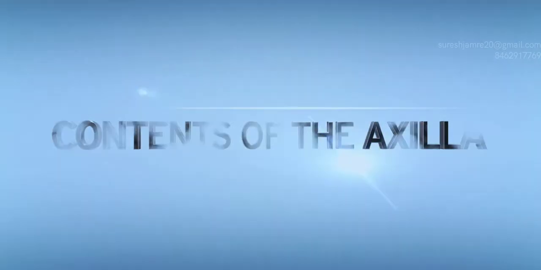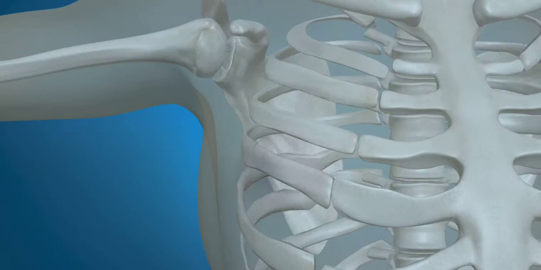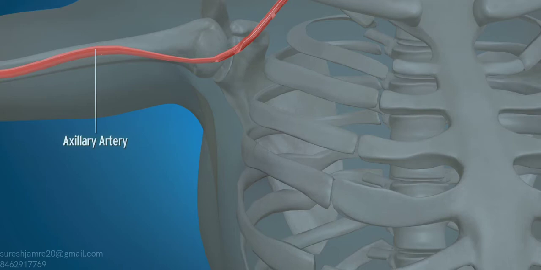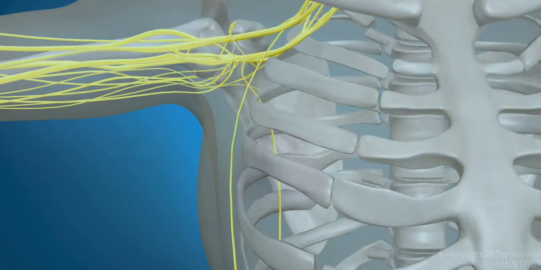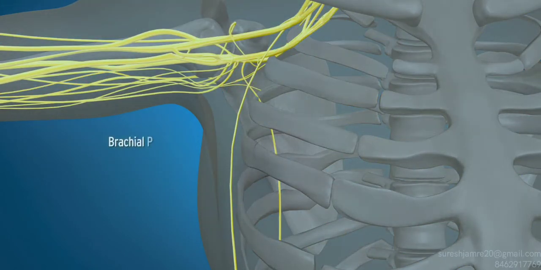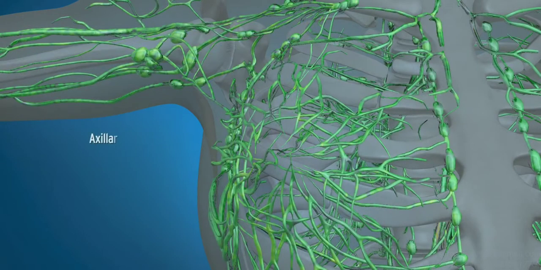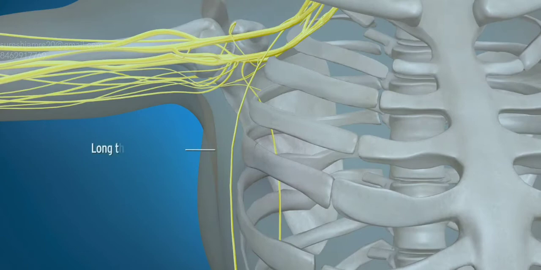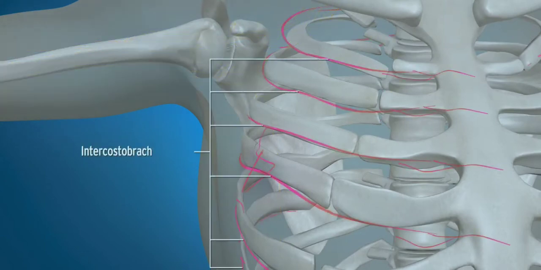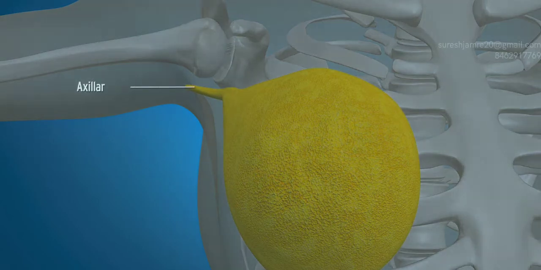Contents of the axilla. Structures which enter or exit the upper limb form the main content of the axilla. The contents are the axillary artery and its branches, the axillary vein and its tributaries, infraclavicular part, the brachial plexus and its branches, axillary lymph nodes, and axillary fat and connective tissue. All other contents are embedded in this. Also present are the long thoracic nerve, the intercostobrachial nerve, and the axillary tail of the breast in most females.